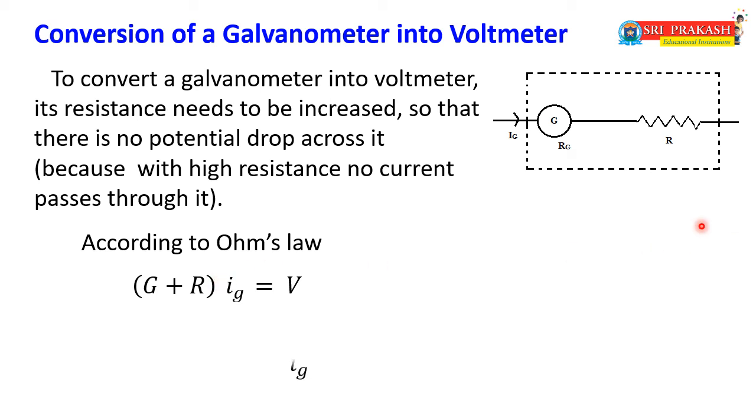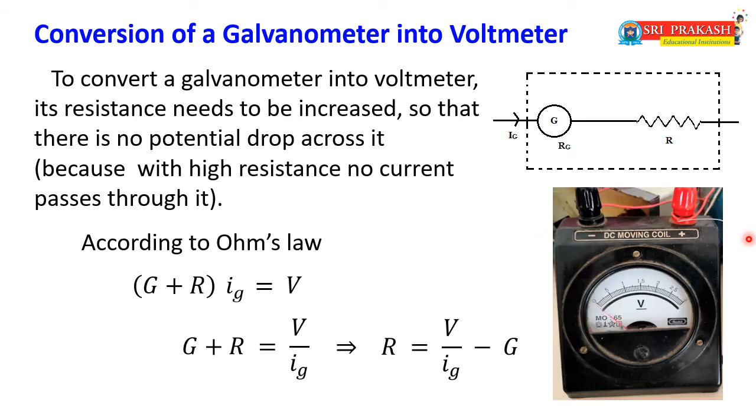Now further, if you want to find the R value, then G plus R equals V by Ig. So the resistance to be connected to the galvanometer is R equals V by Ig minus G. With this formula we can solve numericals based on a galvanometer converted into a voltmeter. And in the practical lab you can see the voltmeter starting from 0, and according to the deflection you can measure the voltage values.